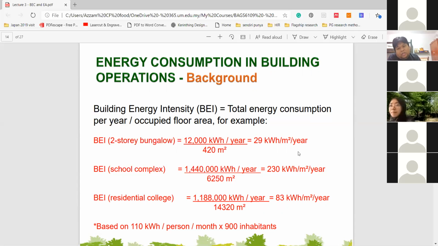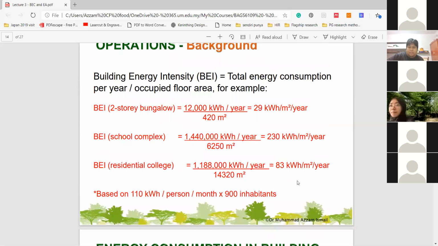And then based on what information you have, either per day, per week, per month, or per year, you multiply to get a per year number, okay? So at the end of the day, you get a certain number. So that number will show how much the intensity of energy usage within that building. Okay, the higher the number, the worse it is.